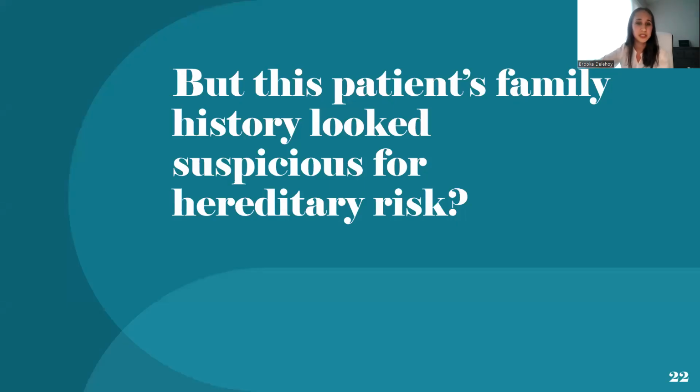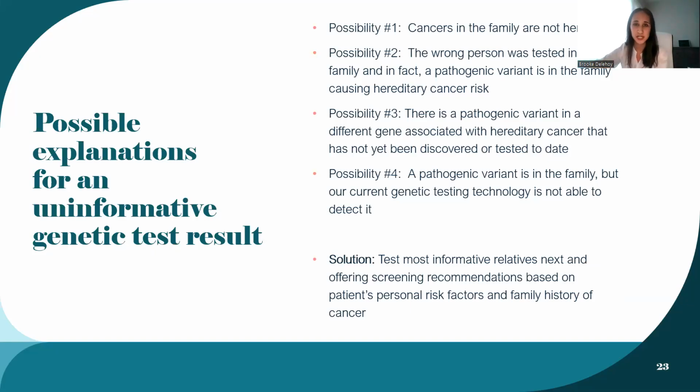Now, some of you are probably thinking, but this patient's family history looked suspicious for hereditary cancer risk. Well, I was thinking the same thing. But, possible explanations for an uninformative genetic test result, where we didn't find a genetic mutation related to hereditary cancer. Possibility one is the cancers are in fact not hereditary. The most likely explanation is actually possibility number one.